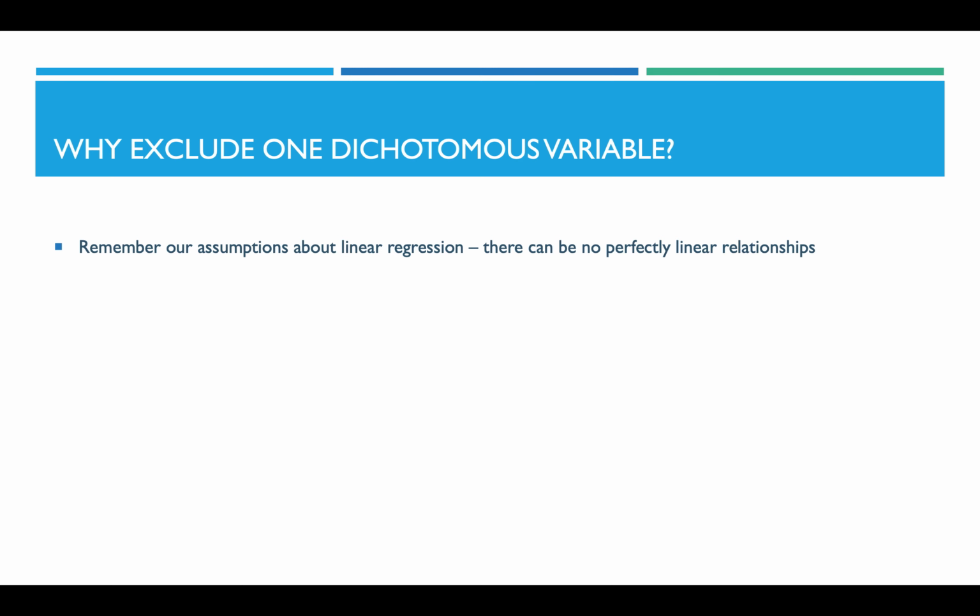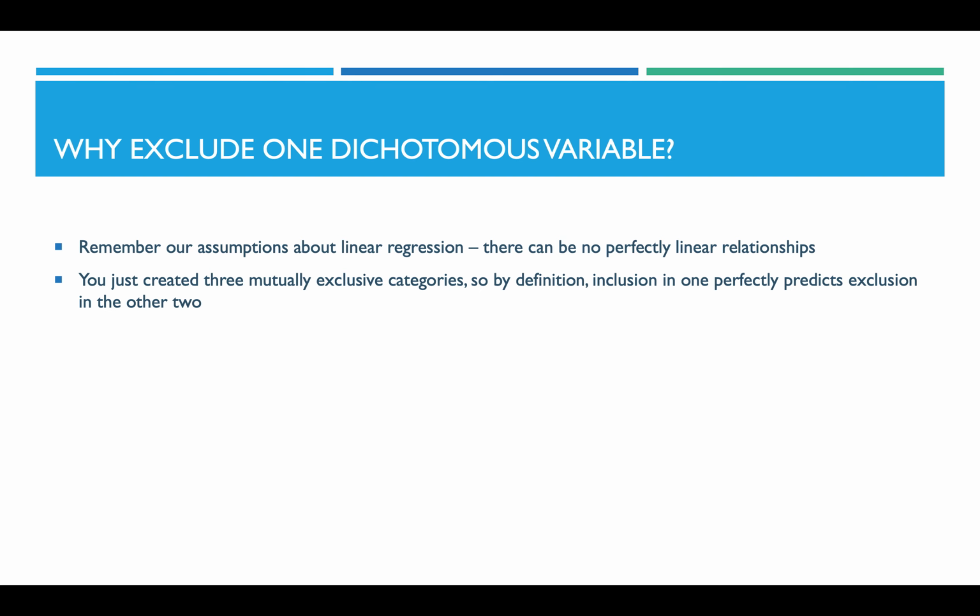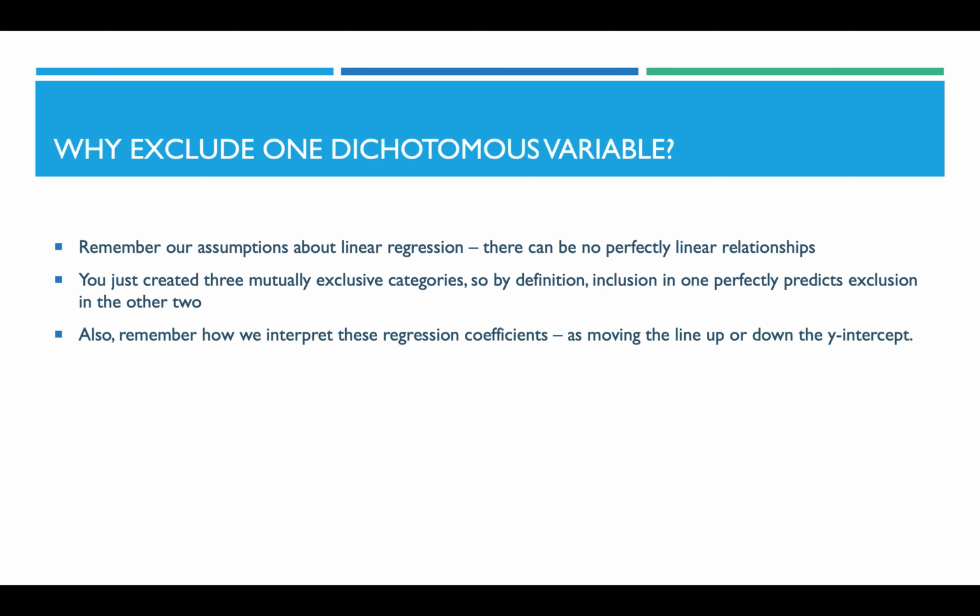So why do we do this? Why do we create these mutually exclusive categories? And then, like I said earlier, why do we exclude one of them from our model? Well, you'll remember from earlier in this module, one of our assumptions about linear regression is that there can be no perfectly linear relationships among our independent variables. And what you just did was you created 3 mutually exclusive categories. So by definition, your inclusion in one of the categories perfectly predicts your exclusion from the other 2.